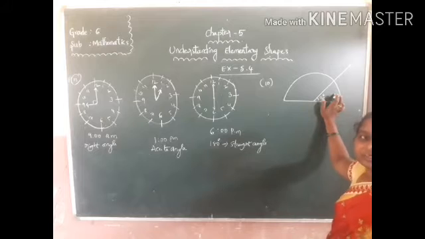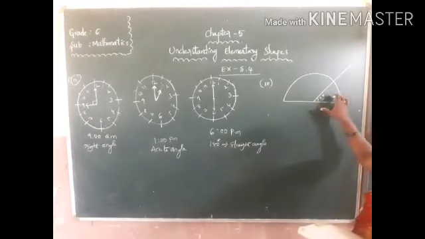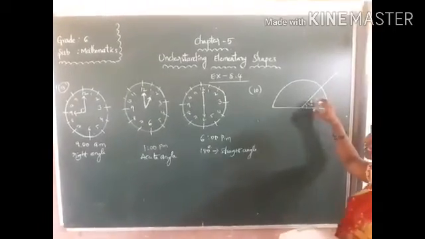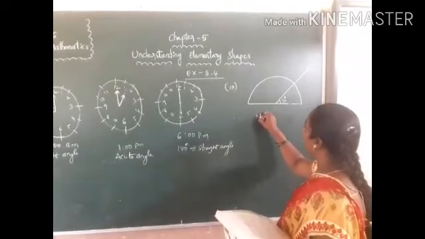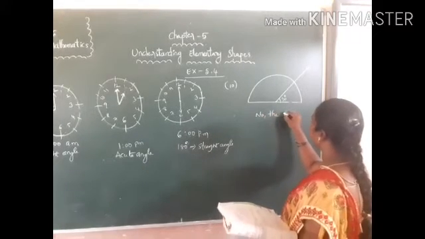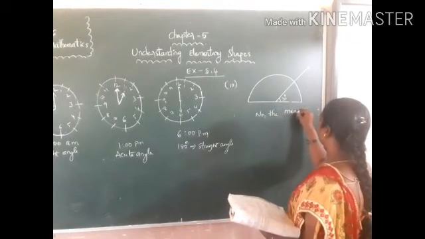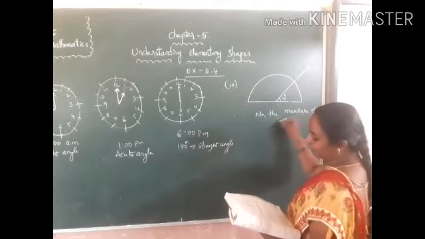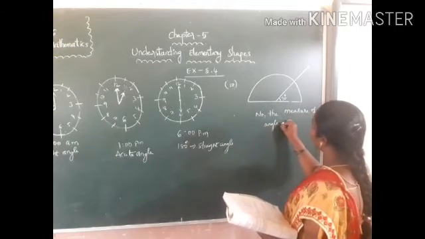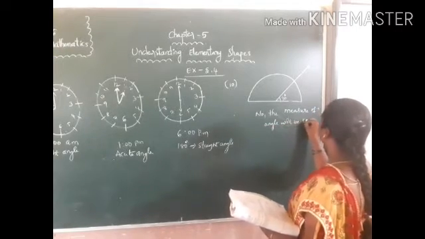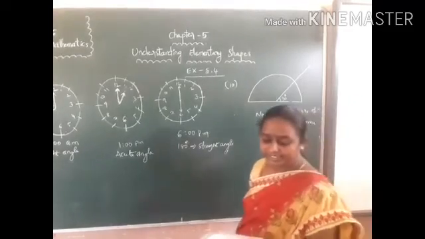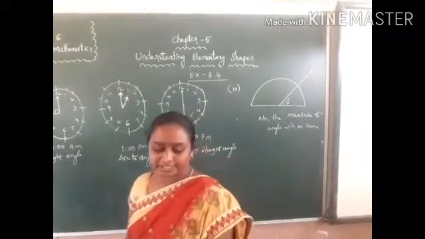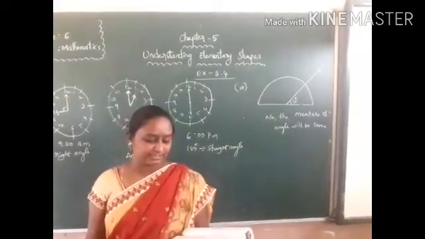No, there is no angle change. So if you place the glass also, there is no change of angle. So the measure of angle will be the same. Okay, very good. Now next, the 11th one: measure and classify each angle.